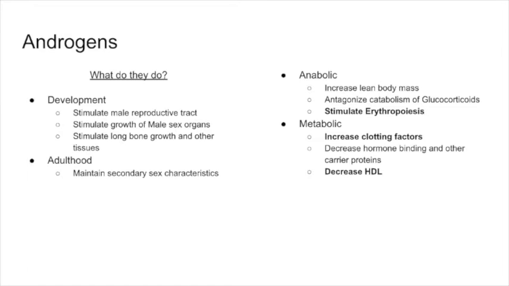So one of the ways or lab tests, aside from testing directly if somebody is taking anabolic steroids, is looking at their red blood cell growth. Maybe you have a patient with some sort of primary or secondary, I forget the name, hemoglobinopathy. They have a hemoglobin of 20, and you see something like that on the labs, and it's like, why? So that could be a pointing factor. Metabolic factors include increasing clotting factors, decreasing hormone binding and other carrier proteins, and then finally a decrease in HDL.